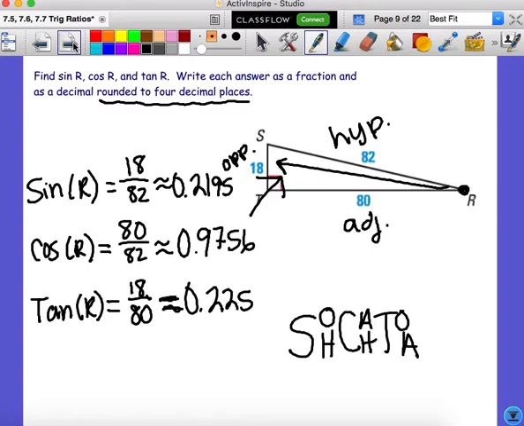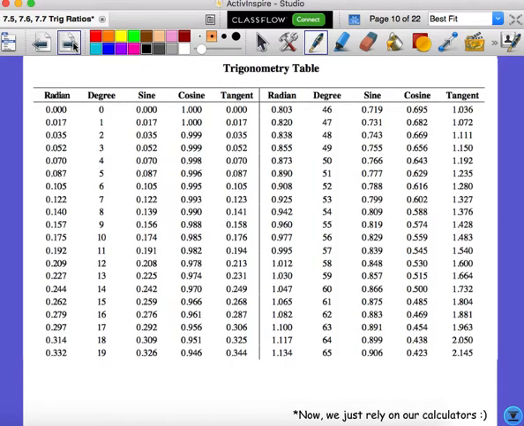Now back in the day, before we had calculators that were programmed to memorize things for us, what we had to do is take these values and find them on a chart so that we could figure out how big is this angle right here, this angle R that we looked from. So if we look at this next chart, I would have to find the decimal equivalent for sine, cosine, and tangent to determine the degree.